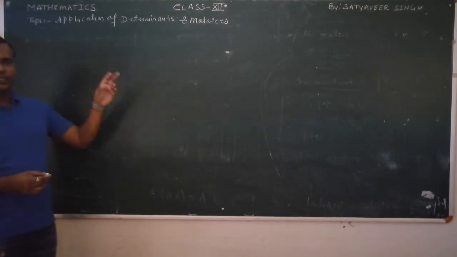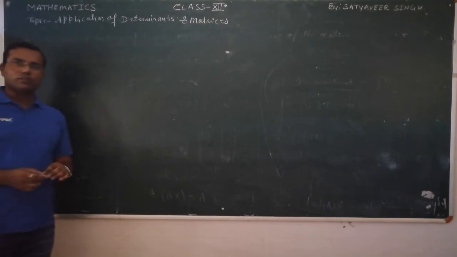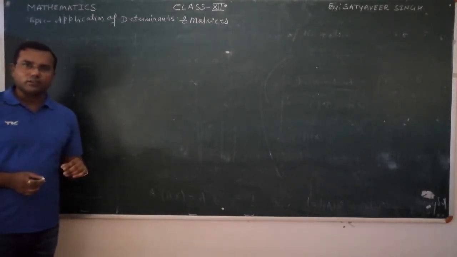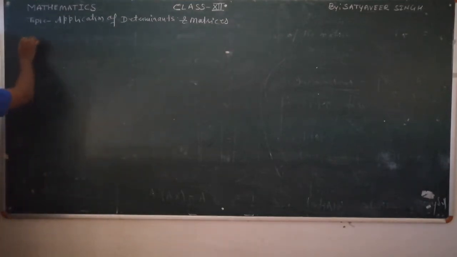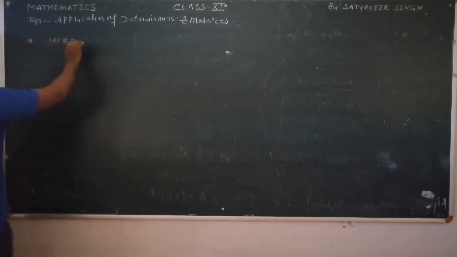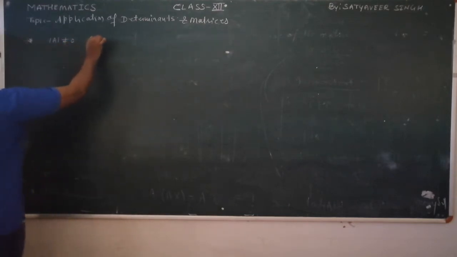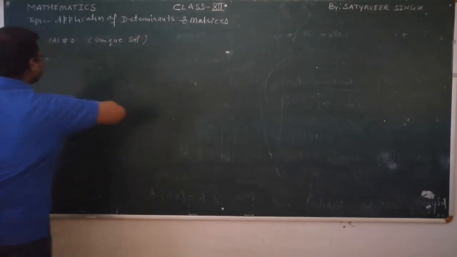The meaning of consistency is that if the system of linear equations has at least one solution, it is called consistent, and if no solution is possible, it is called inconsistent. So student, I have discussed there that if determinant of A is not equal to 0, it always gives you a unique solution. We can say a unique solution is possible.